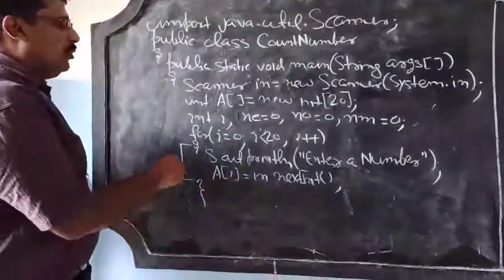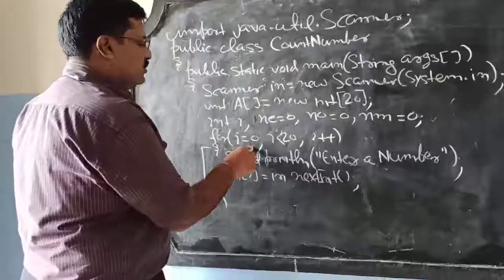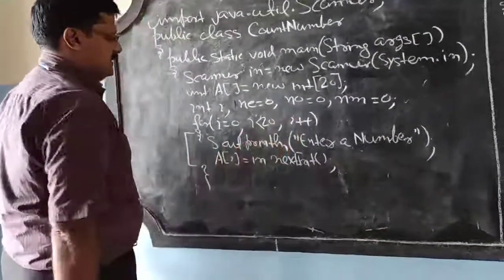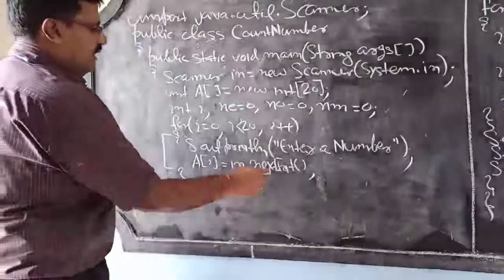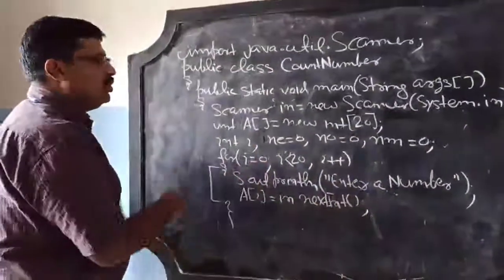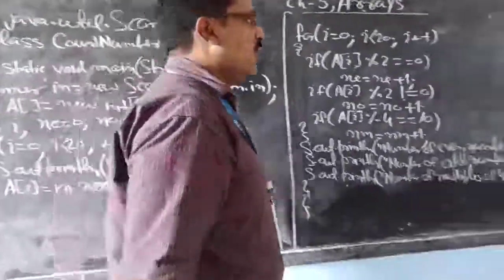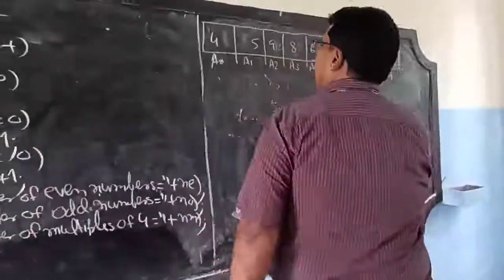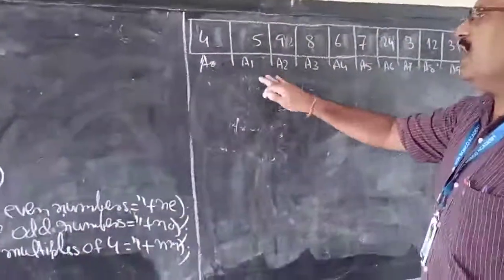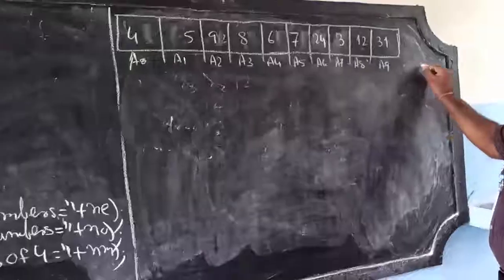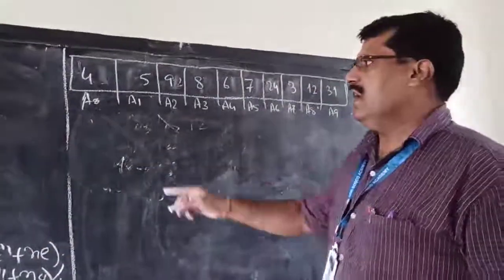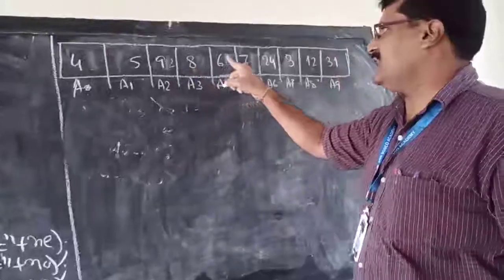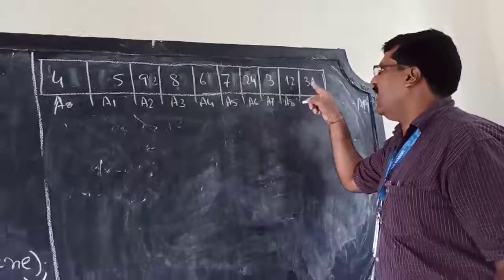Now we are going to input 20 numbers. For i equal to 0, i less than 20, i plus plus. System.out.println enter a number, a[i] equal to in.nextInt. So in this loop, we will input how many numbers? 20 numbers. For example, I have taken an array here like A0, A1, A2 till A9. Like this we will have till A19. Numbers are 4, 5, 9, 8, 6, 7, 24, 3, 12, 31.